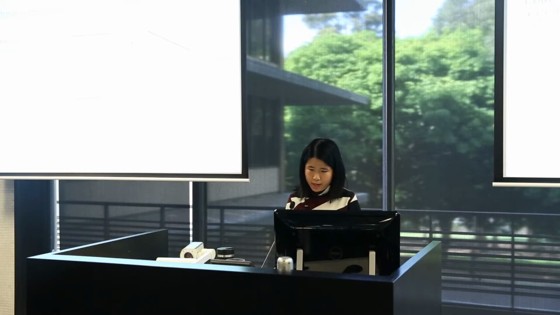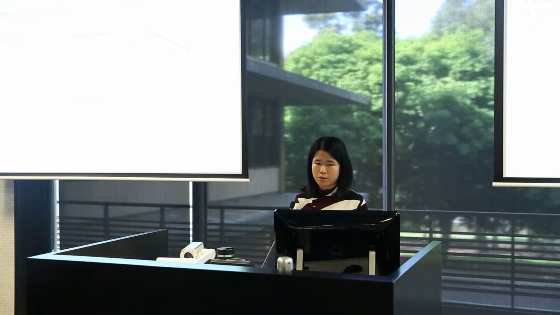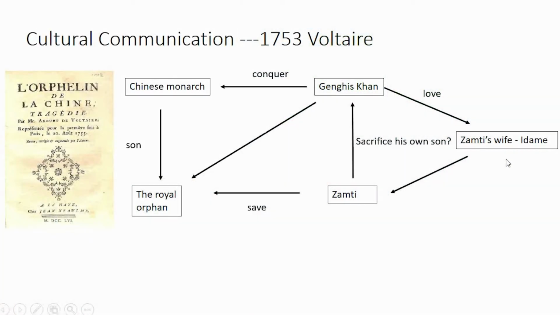And this woman, Idame, is resolute to the end. She didn't change. And then she has an idea with her husband, saying that we might commit suicide to show our commitment to the original Chinese monarchy. So when the suicide is about to happen, Genghis Khan intrudes into their presence, and he was moved by their virtues, and he pardoned all in the end. So that is the main difference between Voltaire's adaptation and the original play. So Genghis Khan was moved by the virtues.